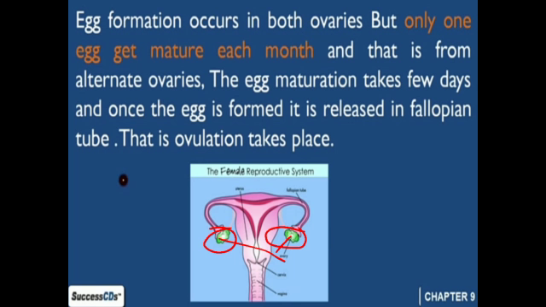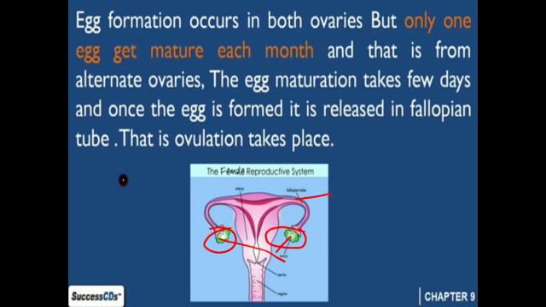Then the egg maturation takes a few days. Once the egg gets matured, it is released in the fallopian tube. Obviously the function of the fallopian tube is to receive the matured egg, right? So that is where ovulation takes place. This is known as ovulation.